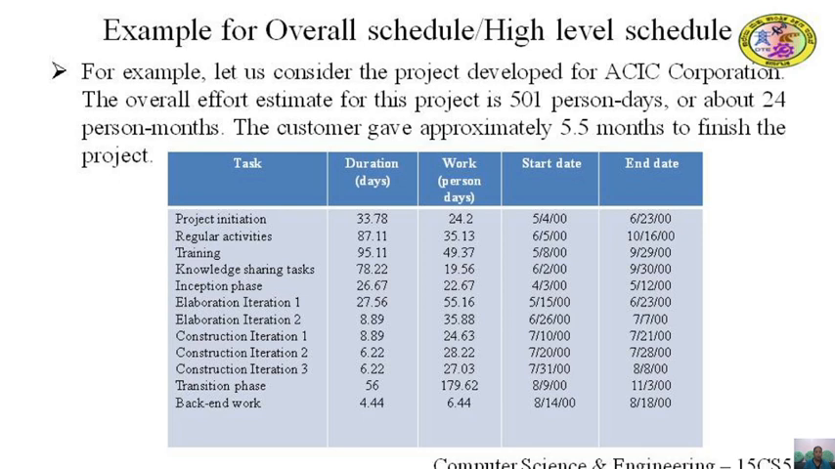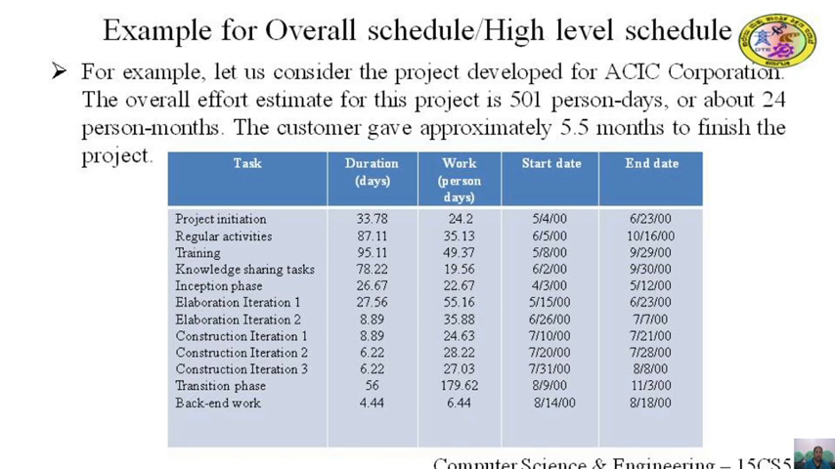The overall effort estimate for this project is 501 person days, or about 24 person months. This estimation was done using the bottom-up approach. The customer gave approximately 5.5 months to finish the project. Because this is more than the square root of the effort in person months, this schedule was accepted. Hence, these define the effort and schedule goals of the project, as you can see here in the table.